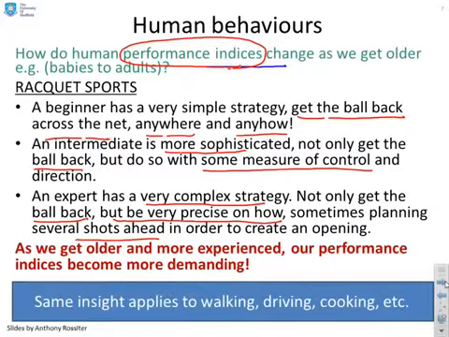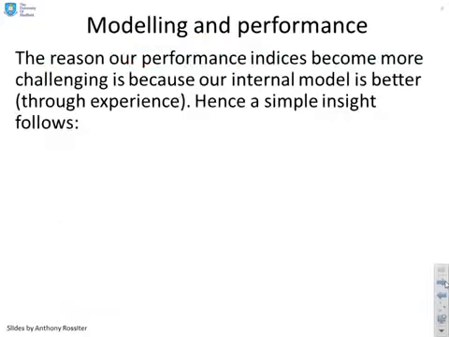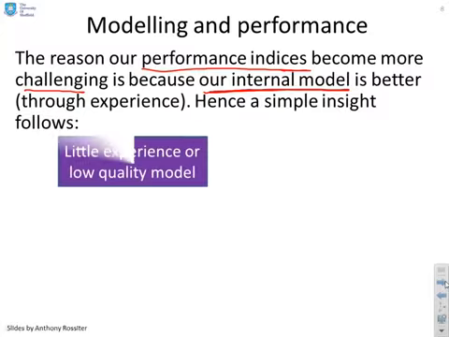And you could use the same insight here to many other things that humans do. So modelling and performance, these two link together. Now, the reason that our performance indices become more challenging as we get older is because our internal models of what's going on are better. Basically, we get more experienced, and that implicitly means that the models in our brain of how we move and how things work is better. So what simple insight does that give you?